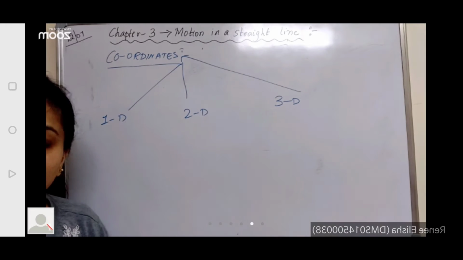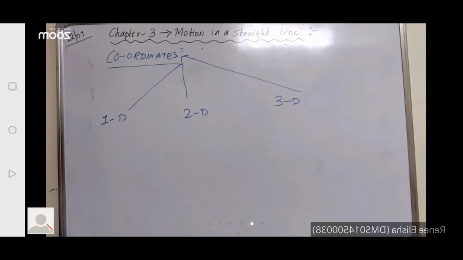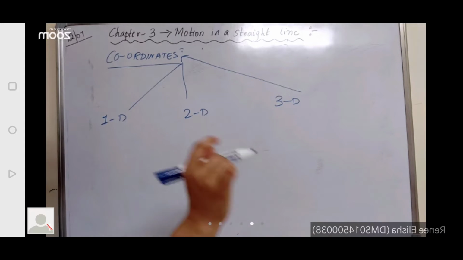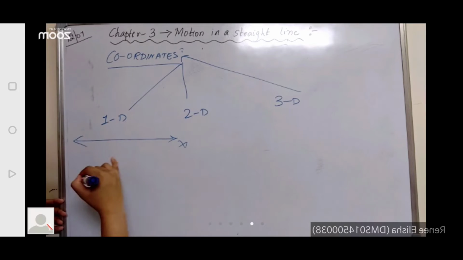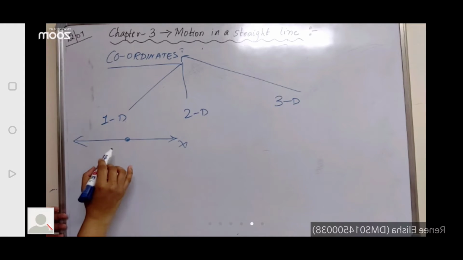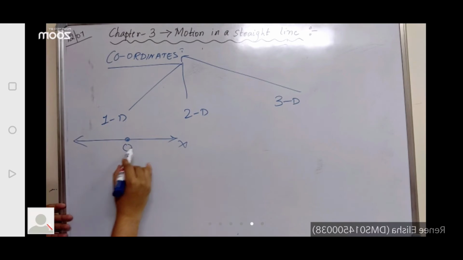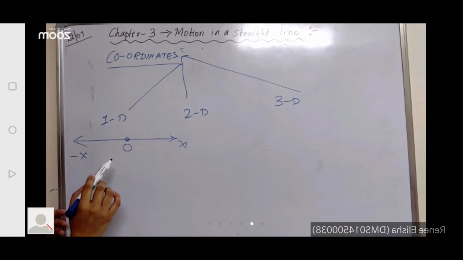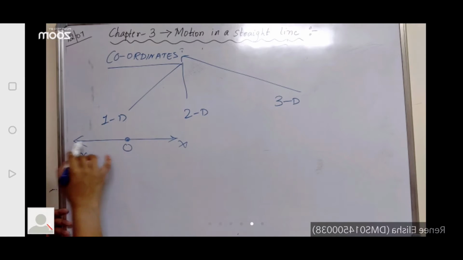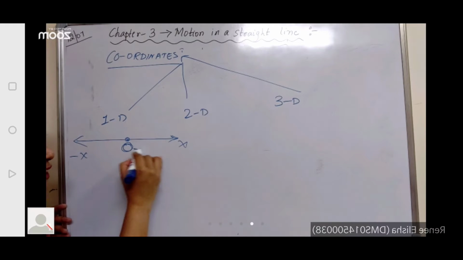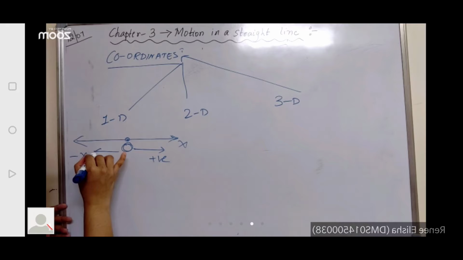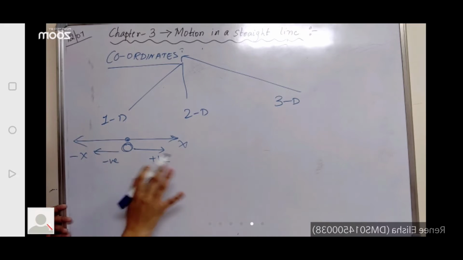Now what do you mean by one-dimensional coordinate? If one coordinate is required to specify the position of the object. Now, if I'm telling that this is x-axis, and this is an object which is at a point O, and this is minus x. So I say that this is called motion in one dimension. Why? Because only one axis is involved here, right? So here, either the particle can go in the positive direction, or it can go in the negative direction. There is no other way to go here, right?